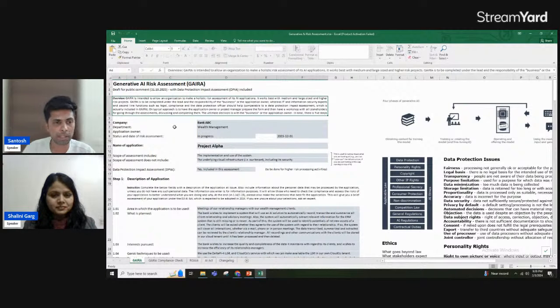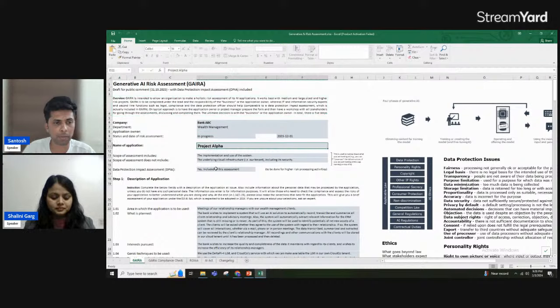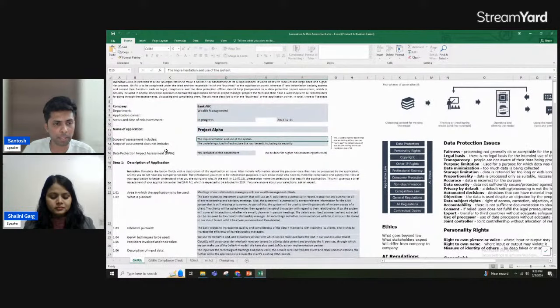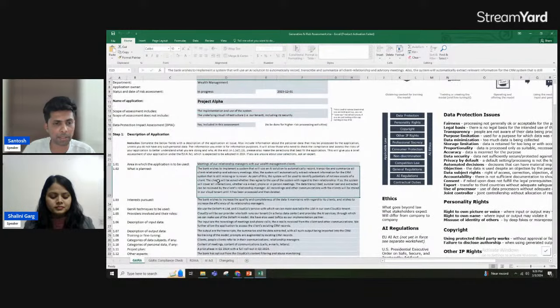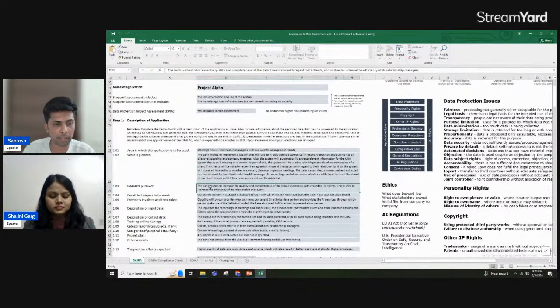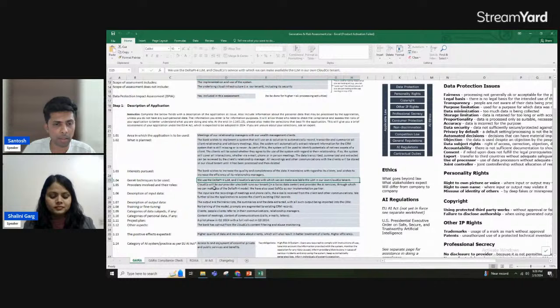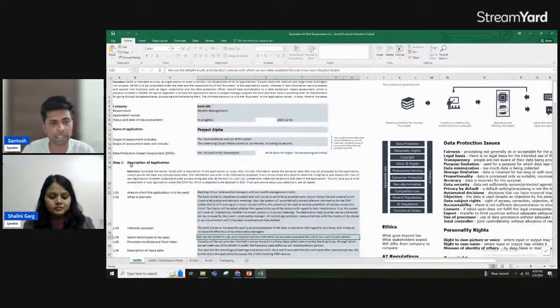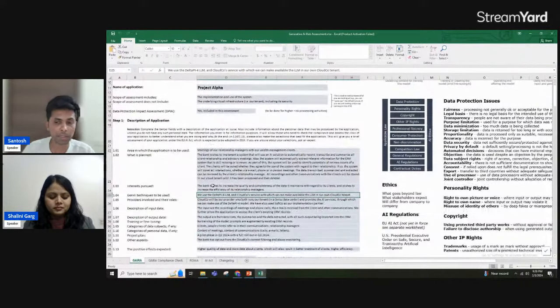First we give the company name and what this application is all about, and we provide the details about why it is used, the description, what the interests are and what the techniques are. You can put all these things. This would be a one stop shop for you to explain to anybody why that AI application is being used, at what stage and when. This is the first section. The description of the application is predominantly like a project charter.